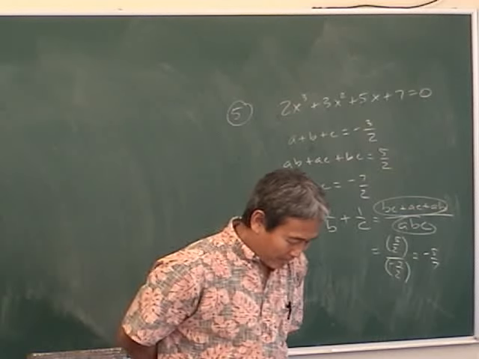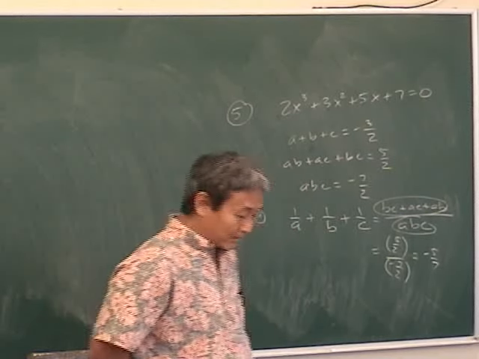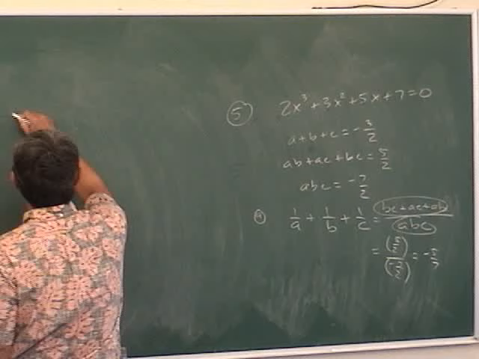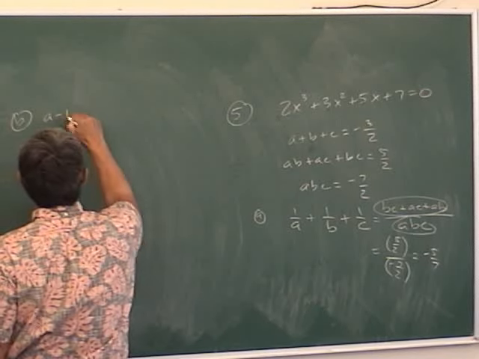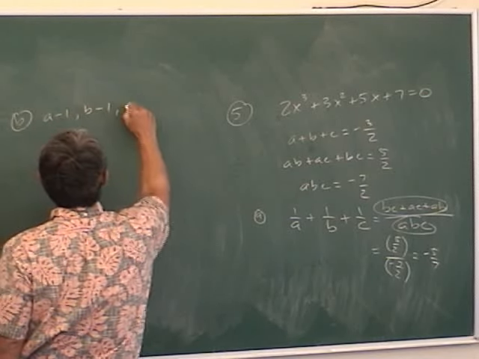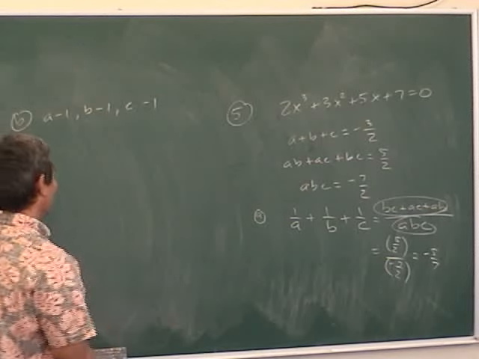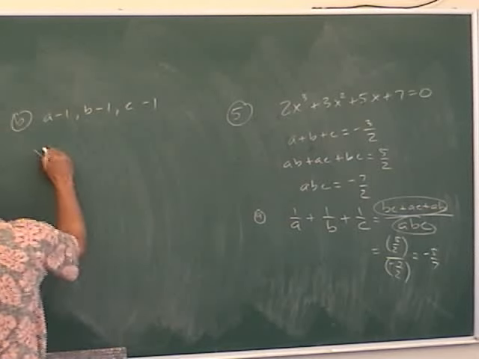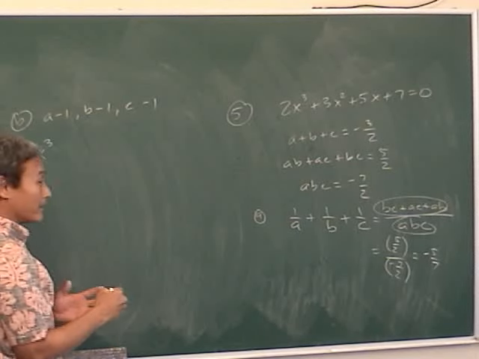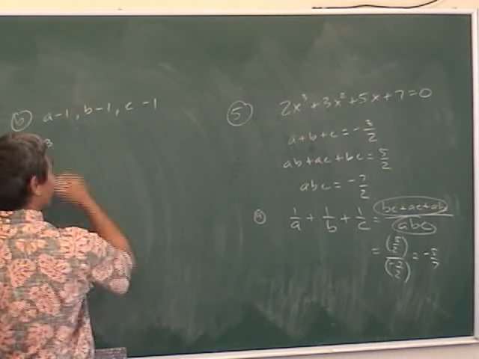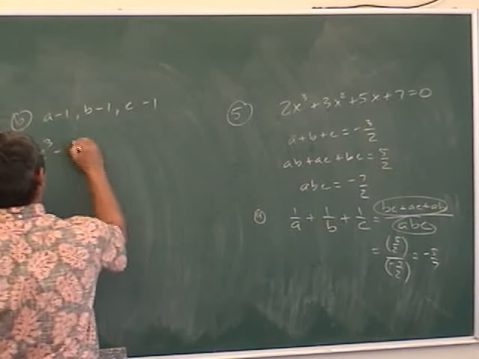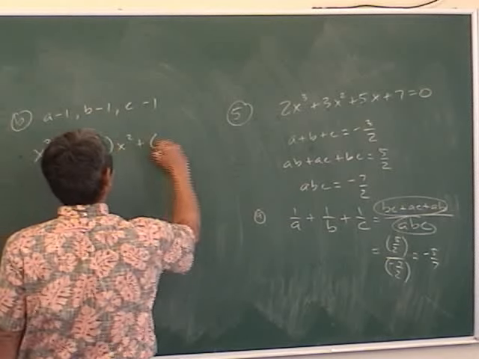Write a cubic polynomial equation. We did something like this last chapter. I'm going to show you two ways of doing it. We're going to write an equation whose roots are a minus 1, b minus 1, and c minus 1. Now, remember the thing we did yesterday? This a is different from that a. Maybe I shouldn't have used a, b, and c.